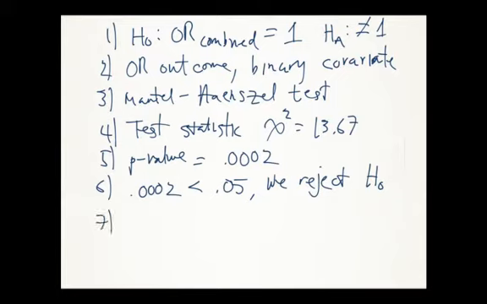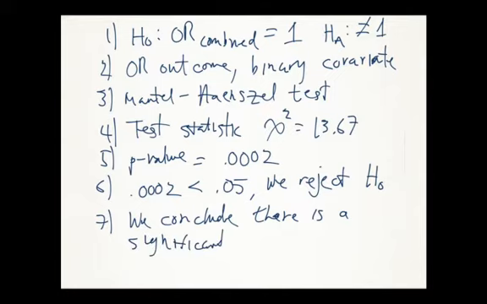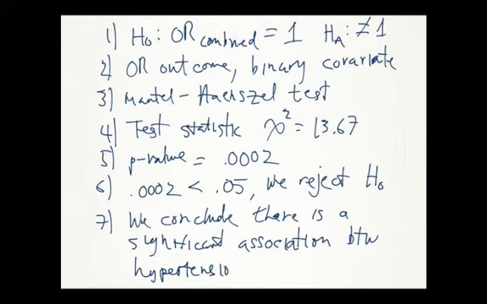And then in step 7, we write our conclusion. So we would say that based on our sample, we conclude that there is a significant association between hypertension and coronary artery disease. So, a significant association between hypertension and coronary artery disease. Okay? So that is our conclusion.